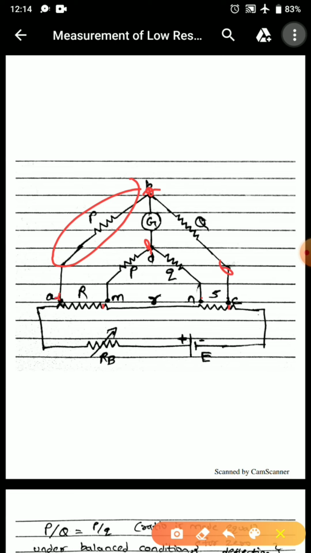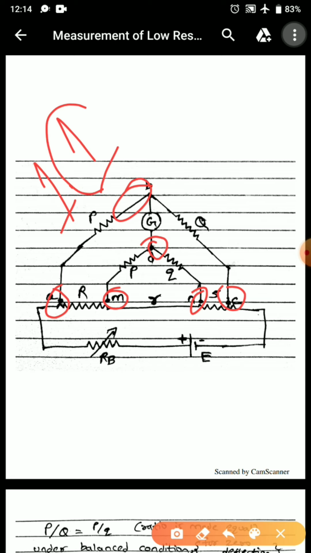All these values of resistance are not of considerable value when we are talking about medium resistance measurement and high resistance measurement. But when we are talking about low resistance measurement, the wires that we are using and the connections that we have made all have small amounts of resistance, 0.1 ohm for example, let us consider. Now this will make a considerable change to the final measured value.